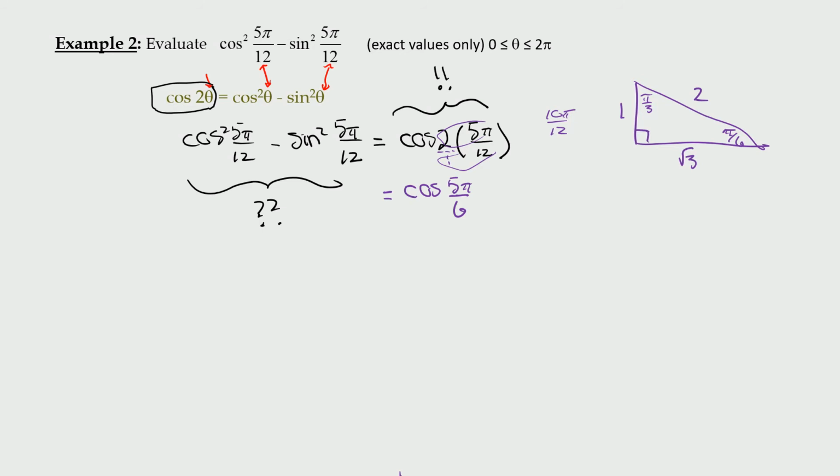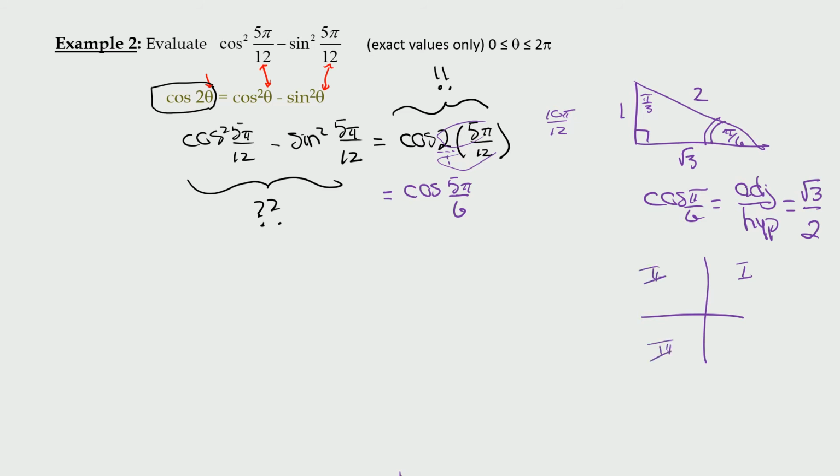So this is the related acute right here. 5 pi over 6 is related acute. So I'm going to find pi over 6 first. Cos of pi over 6 is, remember it's adjacent over hypotenuse. So that's going to be root 3 over 2. But that's not 5 pi over 6, so I need to put this in the right quadrant. What quadrant is 5 pi over 6 in? 1, 2, 3, 4. So I want to take that pi over 6 and put it in the right quadrant.